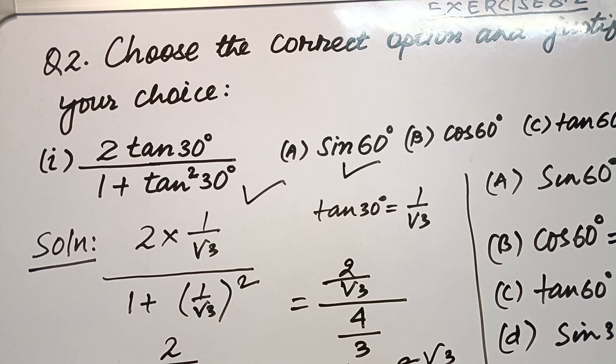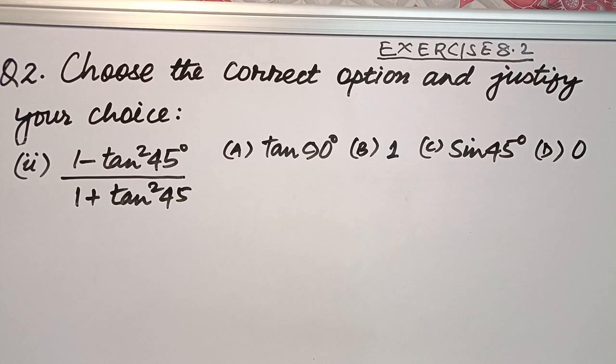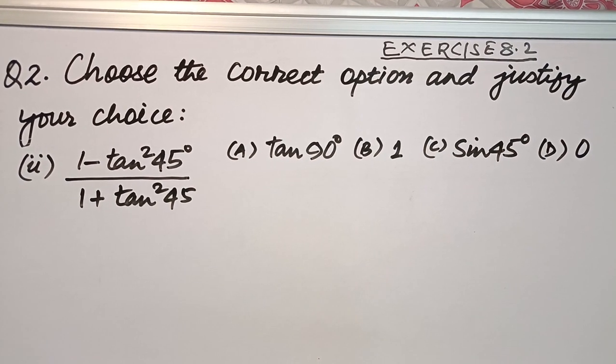Okay, let us continue with the second question. Now question number 2 says 1 minus tan square 45 divided by 1 plus tan square 45. We are given 4 values to check: option A tan 90 degree, option B 1, option C sine 45 degree, and option D 0. Let us solve the question first and then we'll check the value, and the right option will be the one that matches.